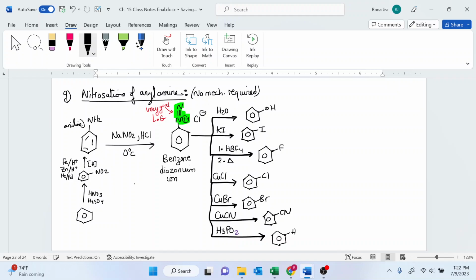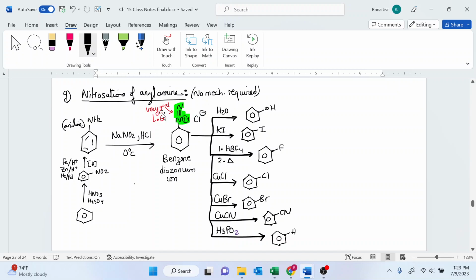Once you get the aniline, then you are going to add this reagent to it. This is sodium nitrite in presence of an acid at a very cold temperature that is going to react with the amino group on the benzene.